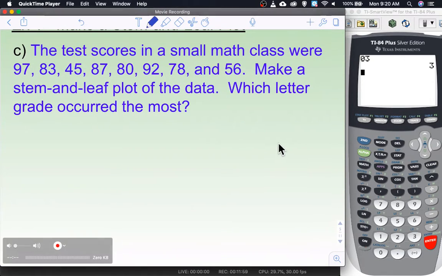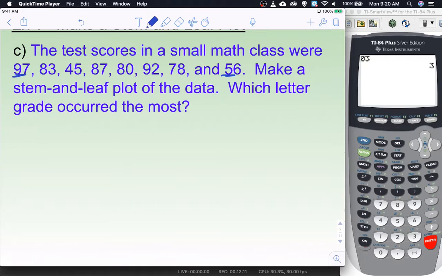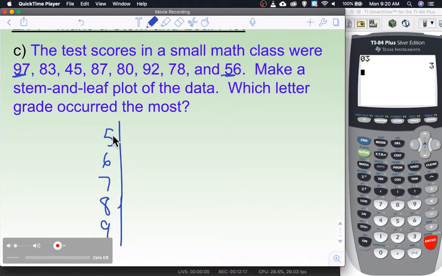The test scores in a small math class were listed here. Make a stem and leaf plot of the data. Which letter grade occurred the most? Okay, so we have from 50 something up to 90 something. So 5, 6, 7, 8, 9 is my stem. So 50s, 60s, 70s, 80s, and 90s.